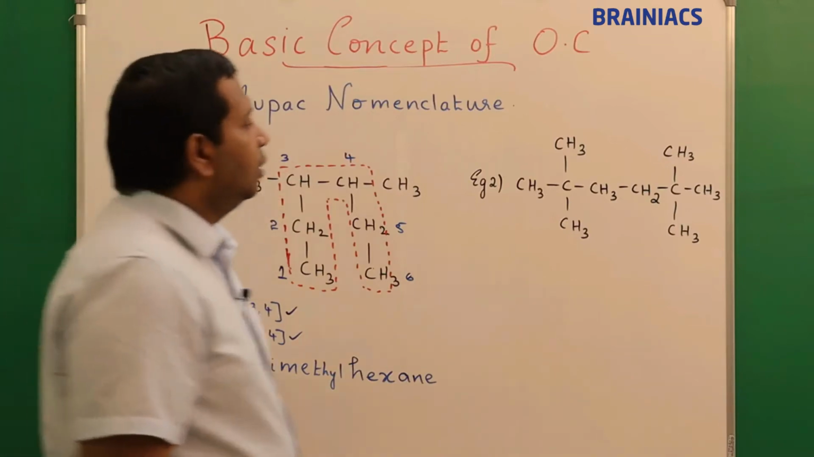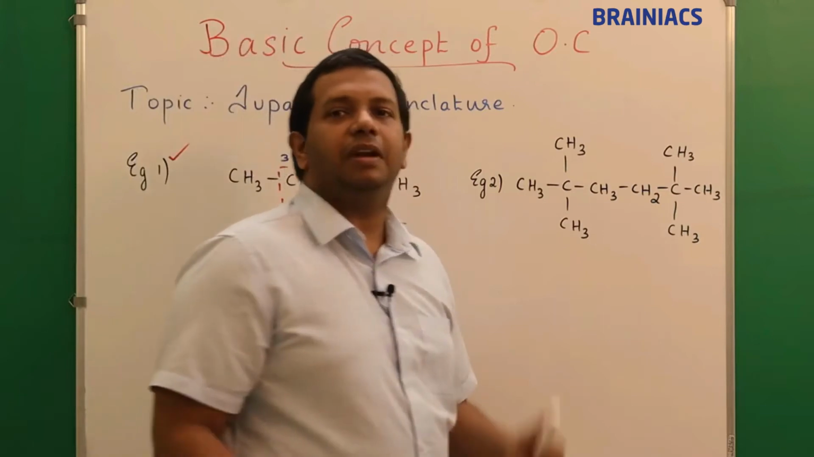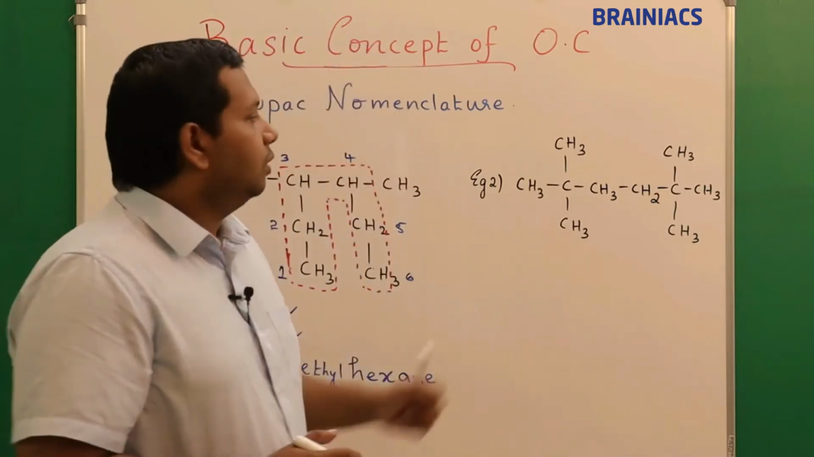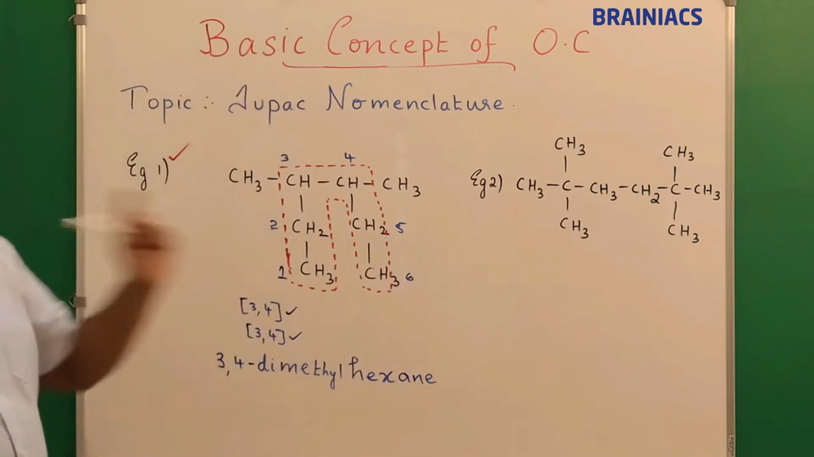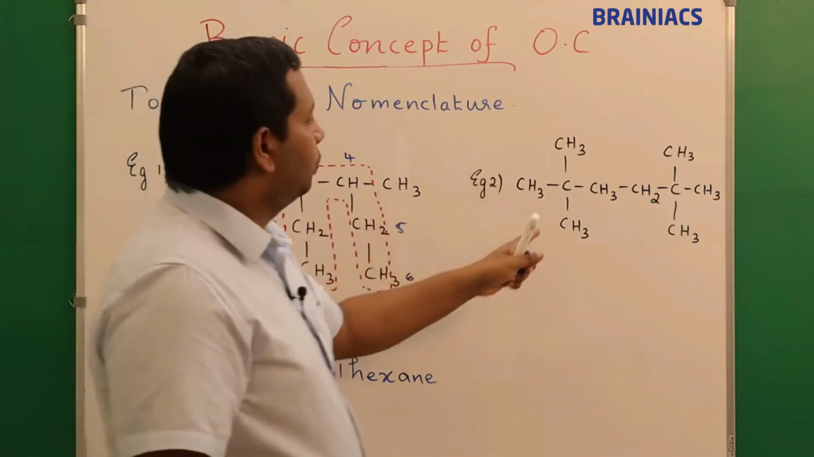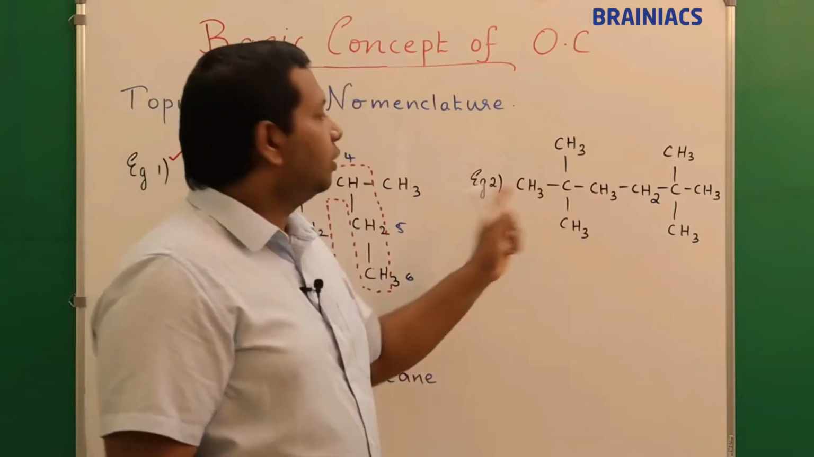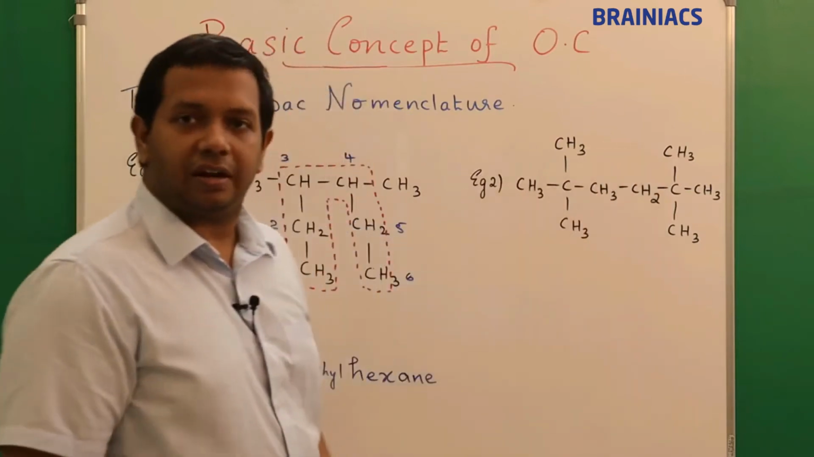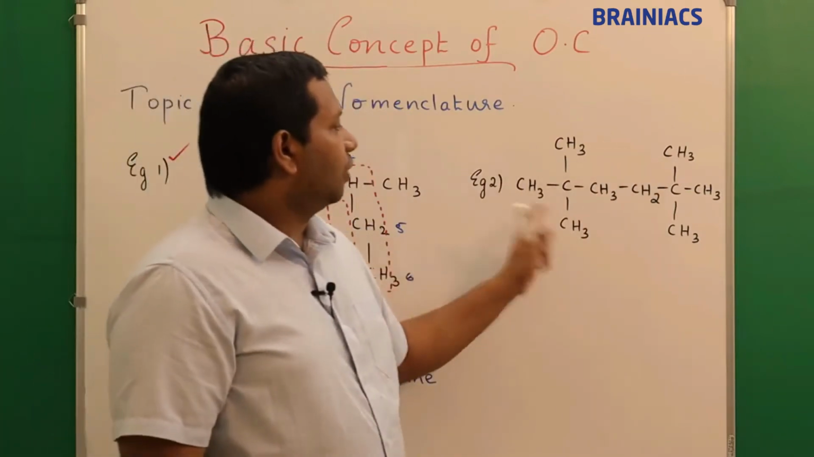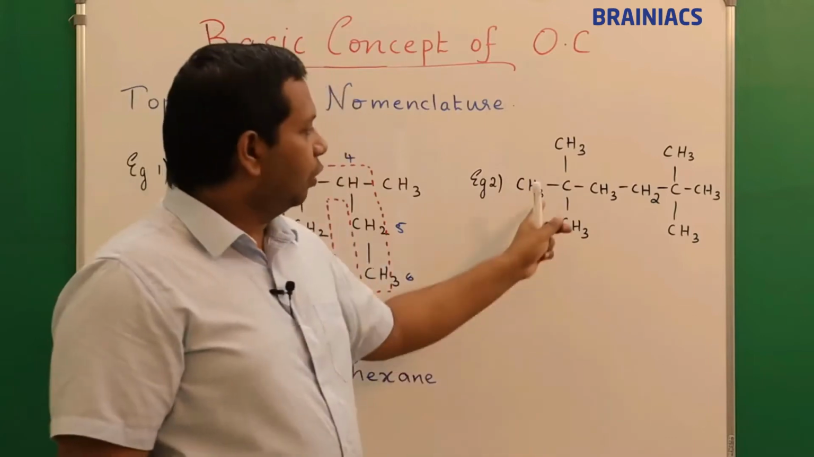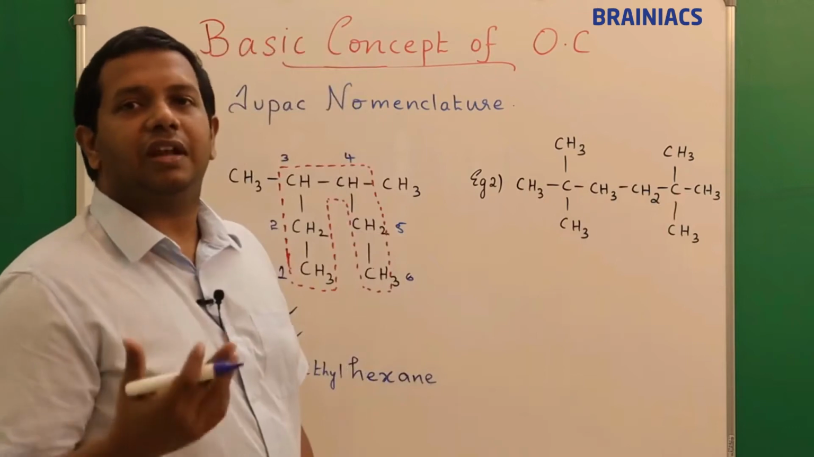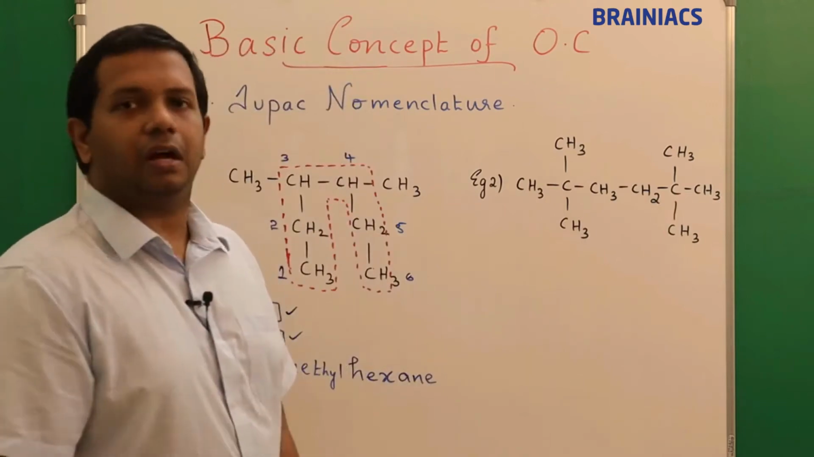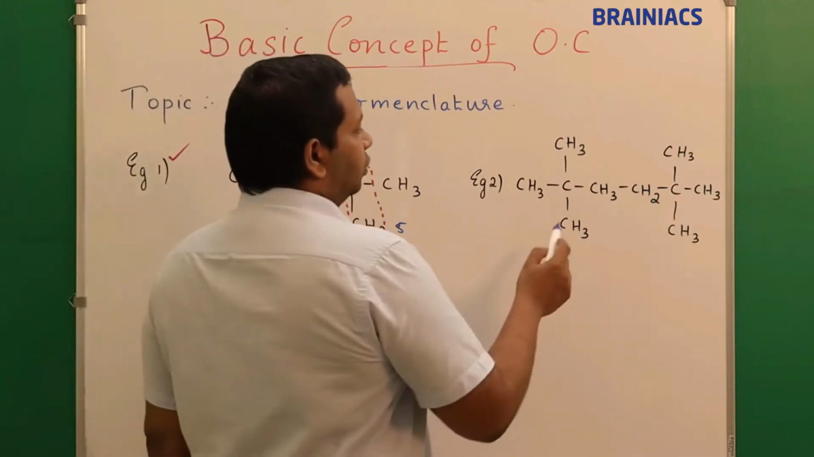In the next example, again the scenario remains the same. In the first step we need to check whether any functional group is present or not. There is no functional group present here. Then I check for double bonds or triple bonds. There is no double bond or triple bond in the compound. Then we need to select the longest continuous parent carbon chain.